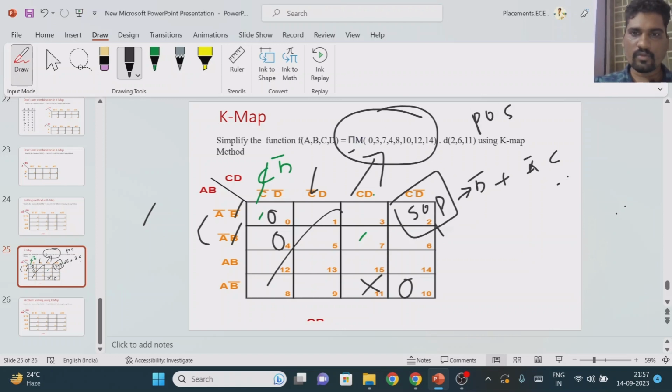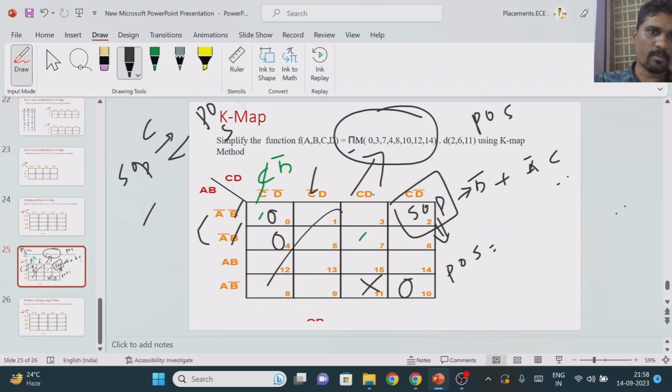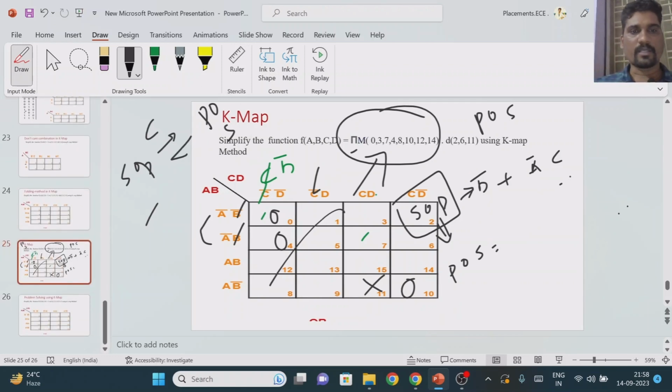Now this function should be converted into the POS. Now try to tell me what is the relation between SOP and POS. SOP to POS is the complement relation, right? The relation is SOP to POS is the complement relation.